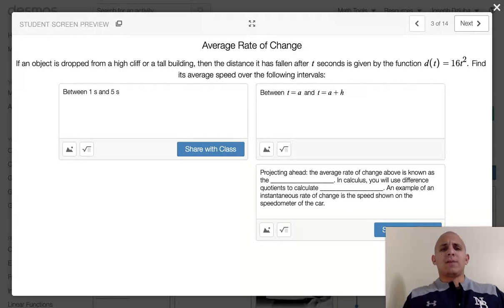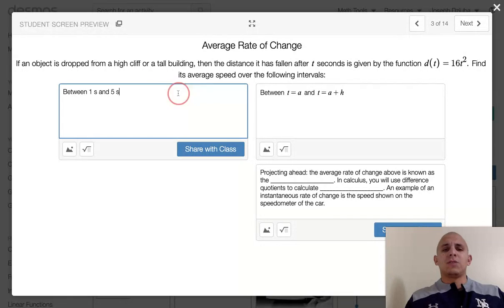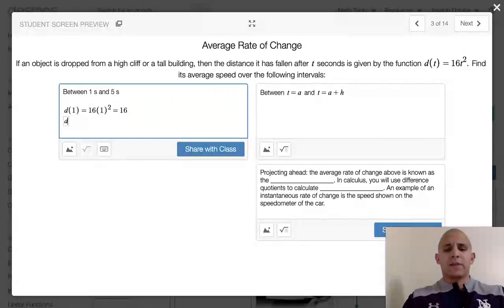In the event that we have an object dropped from a high cliff or tall building, the distance it has fallen after t seconds is given by the function d of t equals 16t squared. Find its average speed over the following intervals. If we wanted to determine what the average speed was between 1 and 5 seconds, we would first need to determine what are the outputs. So at a time of 1 second, the distance that the object has fallen is 16, we'll go with meters here, and vice versa at 5.